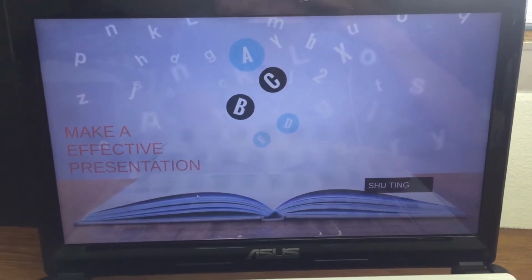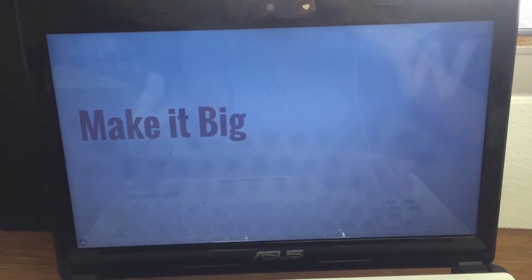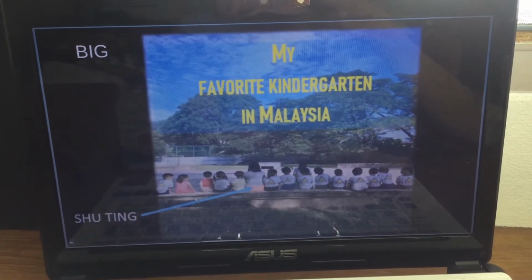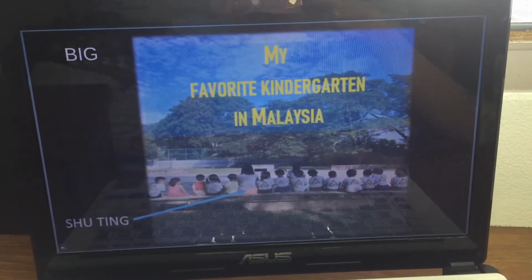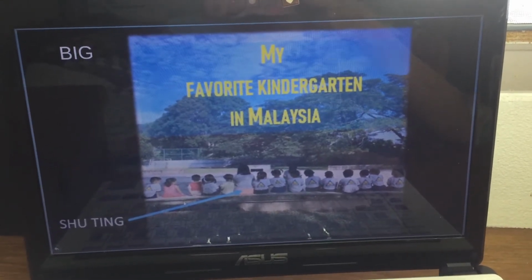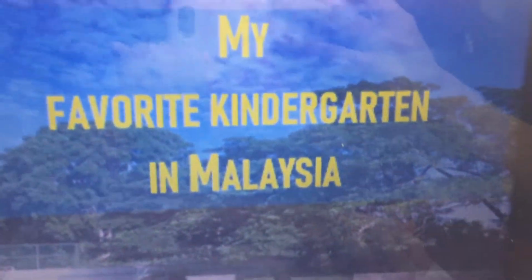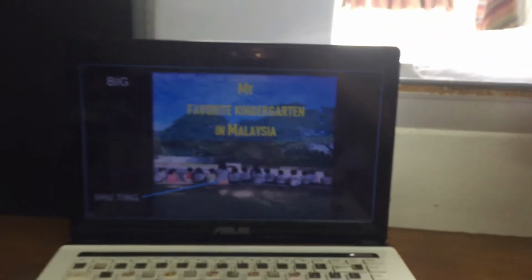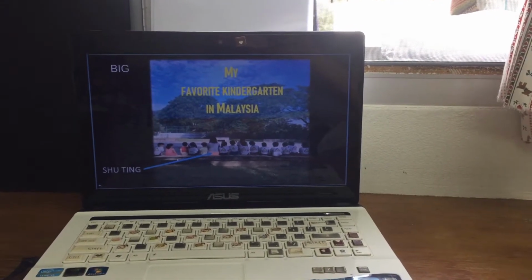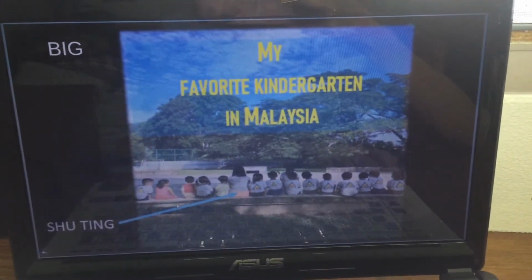The first one will be: make it big. So as we can see, the words "my favorite kindergarten in Malaysia" are big enough. And not only can we see it from near, but if we see it from far, we can still see it very clearly.